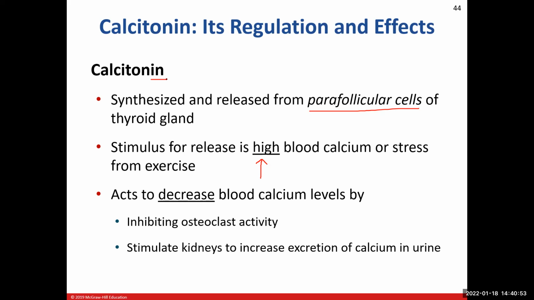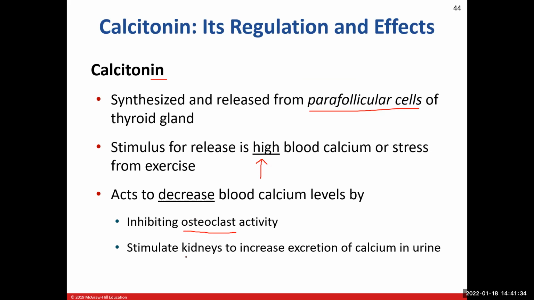So when our blood calcium levels are too high, calcitonin gets released, and it is then going to cause the osteoclasts in your bone tissue to stop working. Because the osteoclasts, their job is to resorb bone tissue, and when they do so, it releases calcium. So if we inhibit them from working, then they're not going to break down the bone tissue, and so that will keep the calcium in the bone so we can store more.